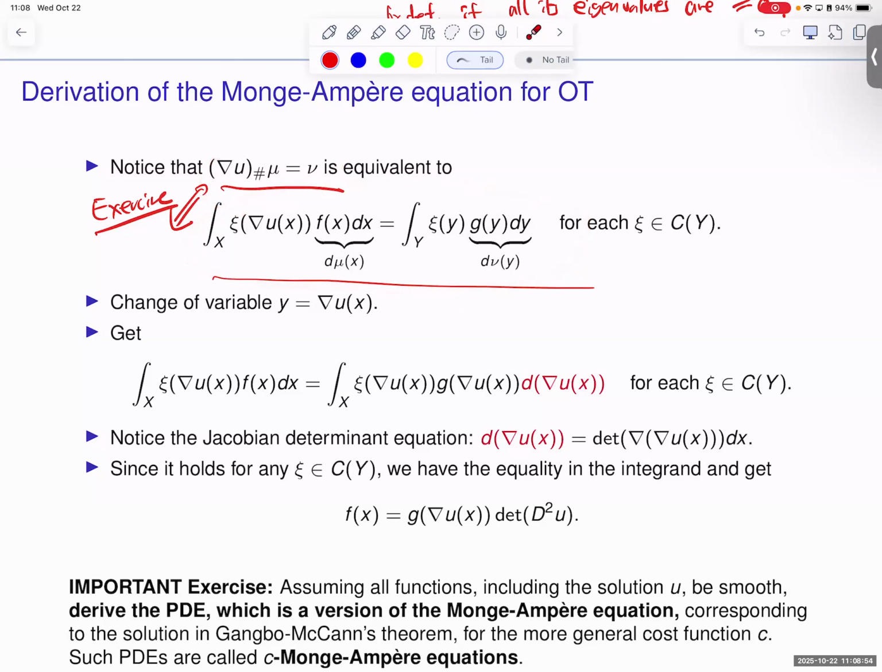Then from this gradient of u, you can take a change of variable, with y equal to the gradient of u at x. So this y, you view it as the gradient of u at x, and you replace these y's with gradient of u at x. It's just a change of variable.